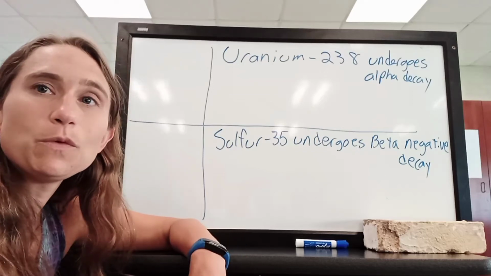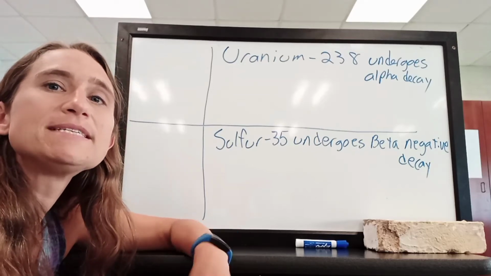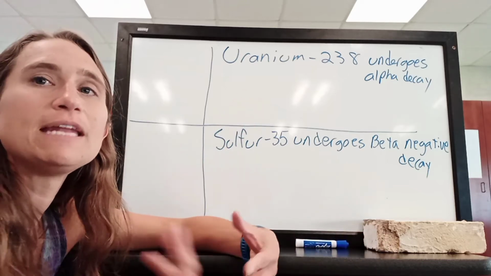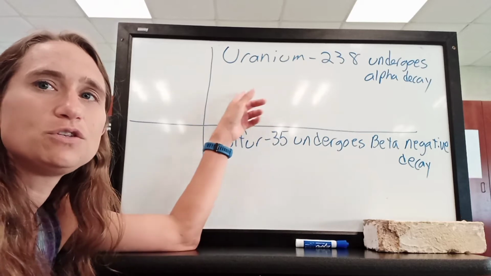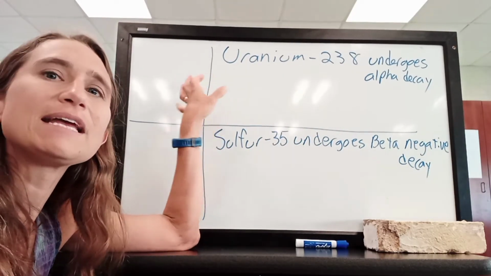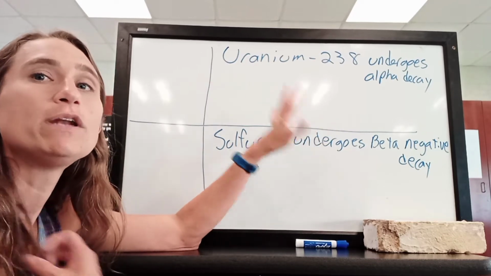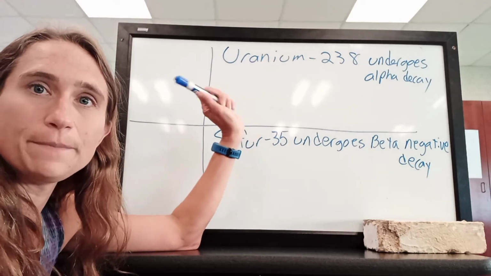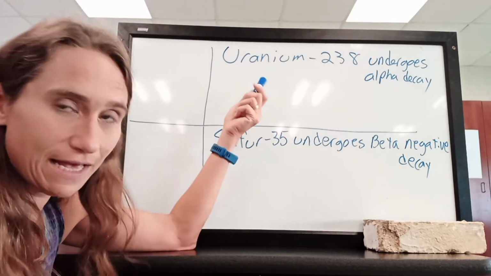Hi, so we're going to talk a little more about what happens in alpha decay and in beta negative decay. We're going to look at exactly what happens to an atom when it undergoes these things and how to write it in a reaction form, how to show someone what's going on. So we're going to start with alpha decay. Let's talk about what alpha decay is for a second.